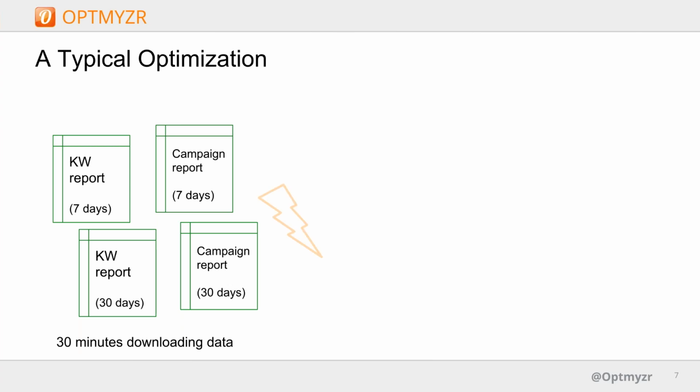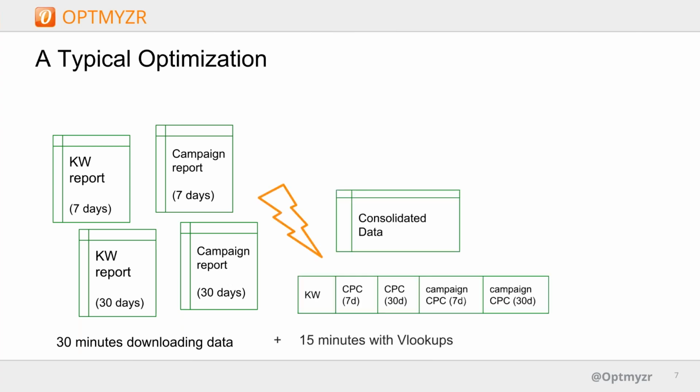So the next step is you go and do a bunch of VLOOKUPs and processing in the spreadsheet to come up with some consolidated data where every keyword now has one row on the spreadsheet. So the CPC 7-day data and the campaign level CPC data, everything has been brought into a single row thanks to the VLOOKUP. So you just spent another 15 minutes doing that. Now, if you made a mistake and you realize that one of your reports underlying this was wrong, you have to go all the way back to the left side, spend another couple of minutes downloading and redoing your whole VLOOKUP. So it's kind of painful.